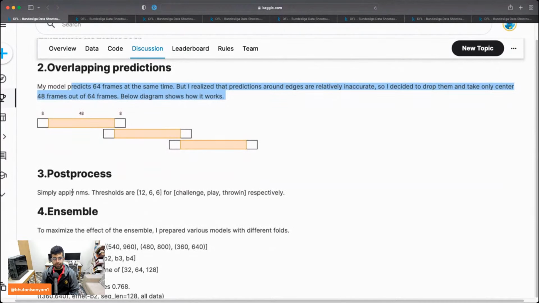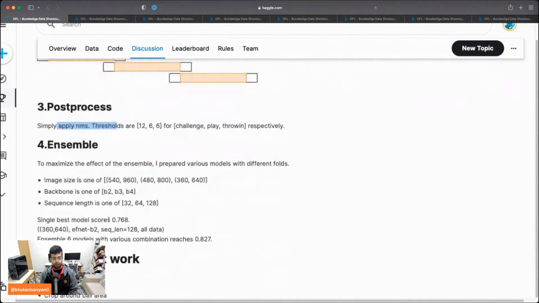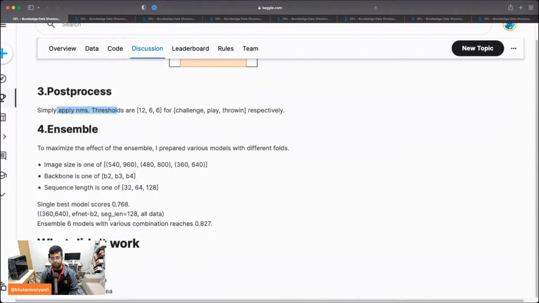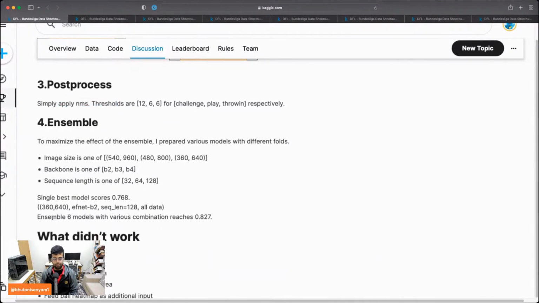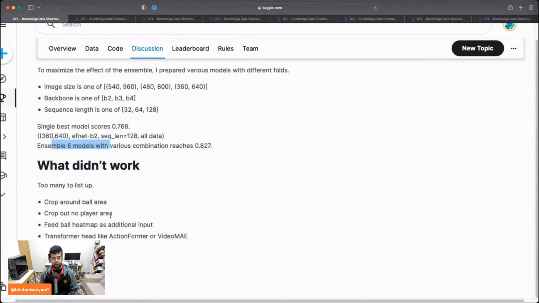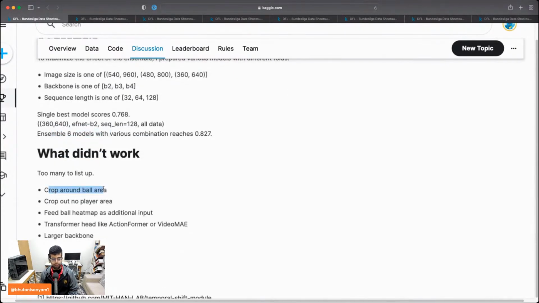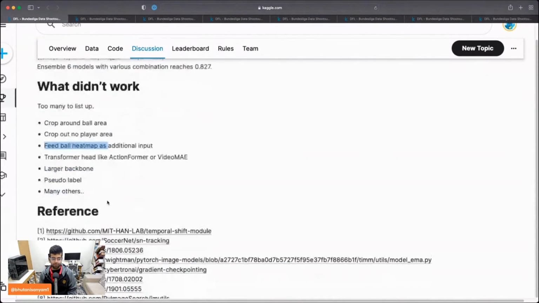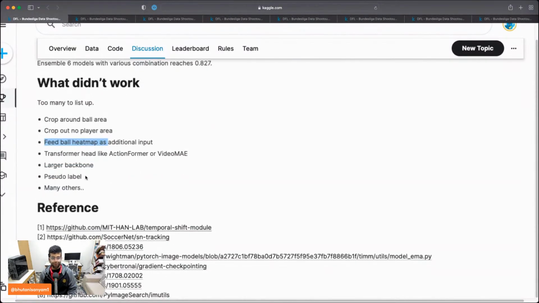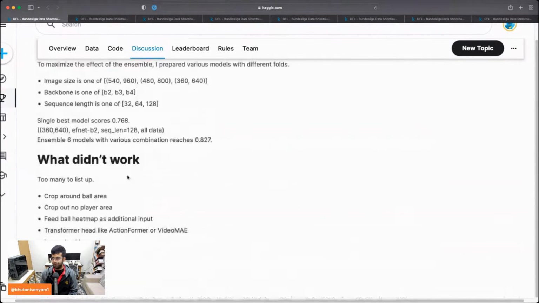For post processing, he had simply applied NMS. And for ensembling, he had prepared various models with different folds, and he had ensembled six such models. For him, cropping around the ball did not work. Cropping out the non-player area did not help him. Feeding the heat map of the ball did not help, which is curious to see, right? After reading, you're like, oh, maybe this should have worked, but it did not. Pseudo labeling also didn't work for him, and he says many other things which we won't find out.